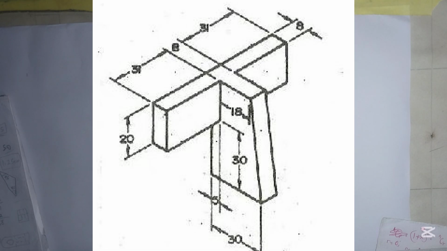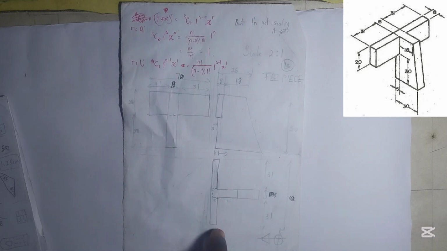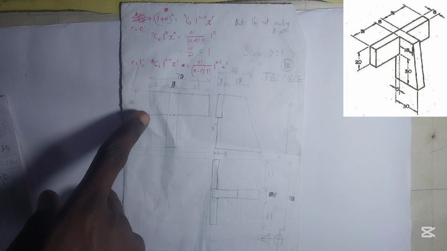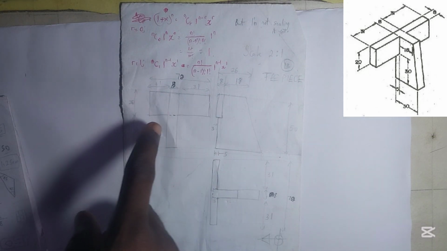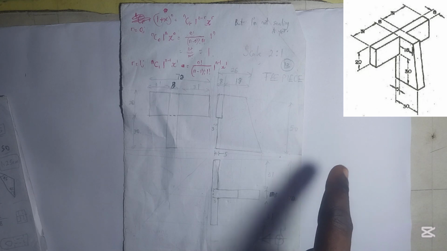In this question, we are doing this T-piece diagram in orthographic projection. This will be the front view, this will be the side, and this will be the plan. This is gotten accurately from the diagram itself, which you can see there.